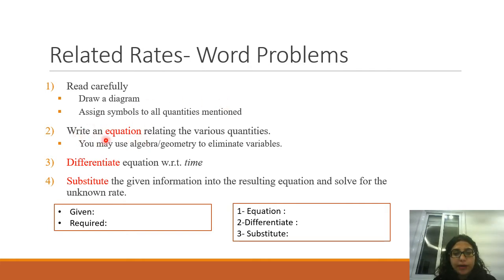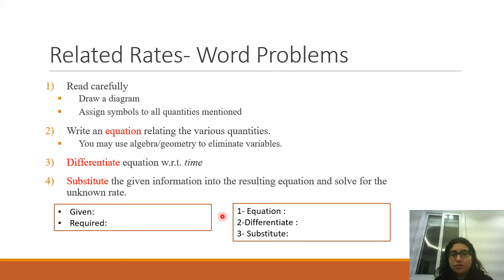Then you will write an equation relating the various quantities, and we will use algebra or geometry to find the relationship and to eliminate variables as well. Then we will differentiate with respect to time. Finally, we will substitute. You need to differentiate first, then substitute with the given information.